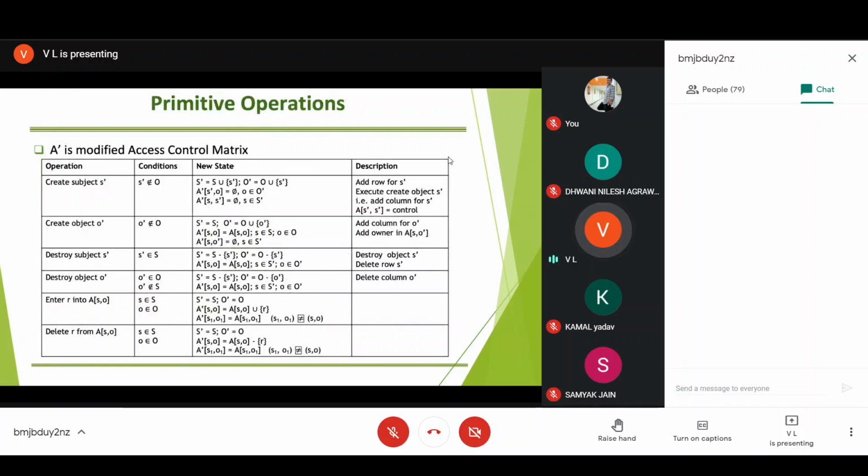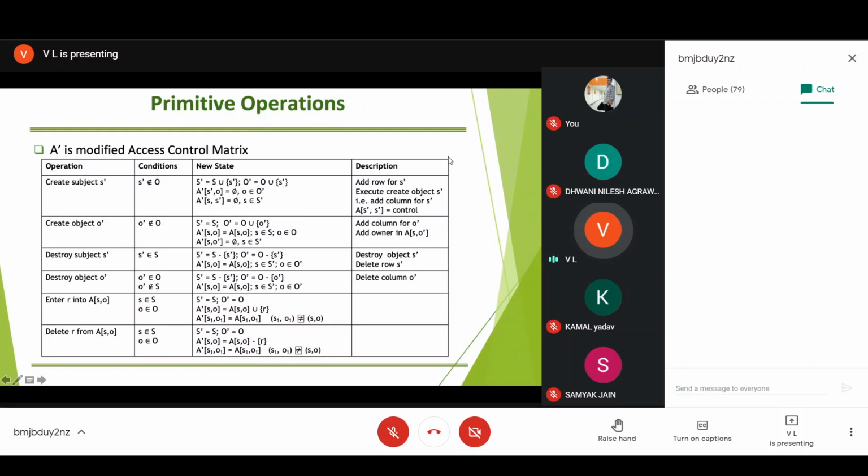So these access control operations can be formalized in the following manner. If you are creating a new subject S', it is equivalent to adding a new row. First of all, we are adding this new subject to the set of subjects, and then we are going to create a new row for the subject, but all the entries will initially be set to null.